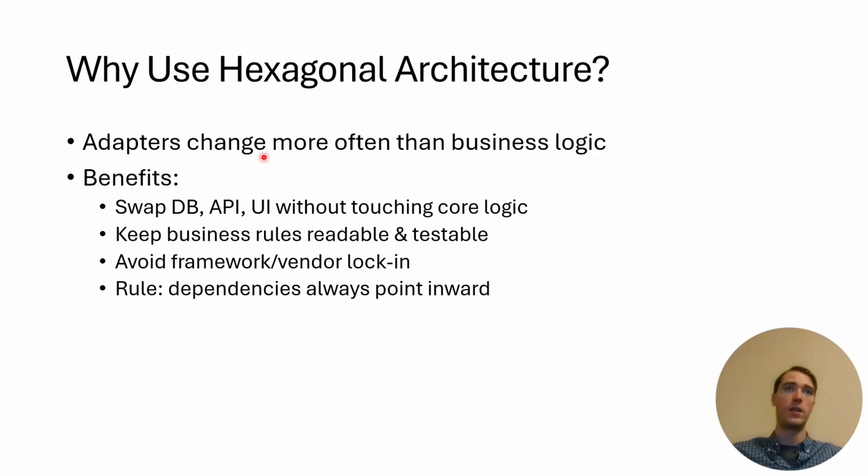Adapters change more often than business logic typically. So if you want to swap out which database you're using, which APIs you connect to, which user interface you're using, you can do it without changing the core logic of your application. It keeps the business rules completely separate from all those things, which makes them readable and testable. And since those core pieces of logic don't depend on anything, you don't get locked into a specific framework or vendor. As we saw in the diagram, dependencies always point inward towards that core domain that is unchanging.